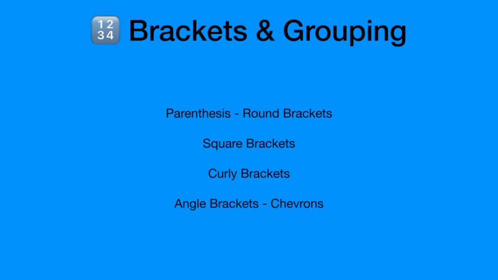I'm Jennifer Tarl, and today we are going to be learning symbols. How do you pronounce and what is the vocabulary to describe all of the little symbols on the keyboard that we see every day? So we are going to start today with brackets and groupings. So we have parentheses, round brackets, square brackets, curly brackets, angle brackets, or chevrons.